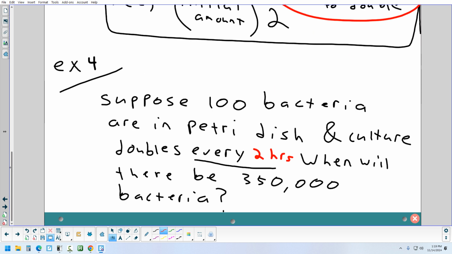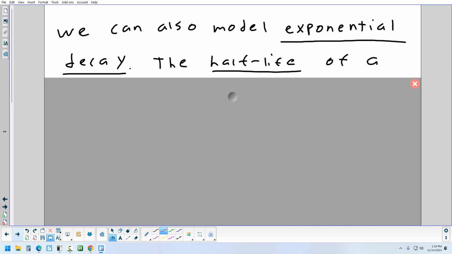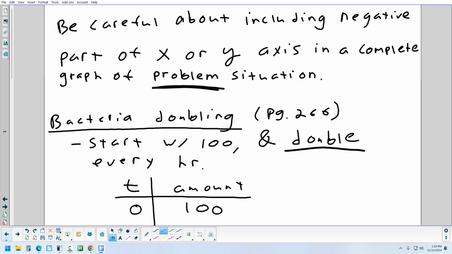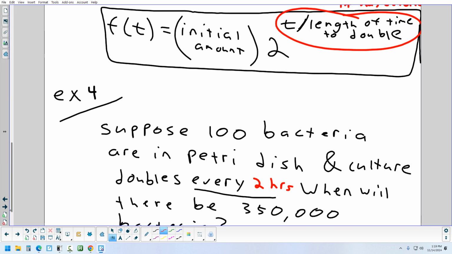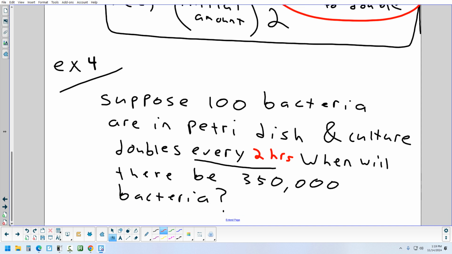So first of all, is this growth or decay? Growth. It's definitely growth. If something's doubling, it's getting bigger. The last one we're going to do is a decay. Okay, so 100 bacteria doubling every 2 hours. How long before we hit 350,000? Now, you might think it's going to take a long time, right? Because you only had 100 and you're trying to get up to 350,000. But really, it doesn't take that long. Because doubling, things increase very quickly.